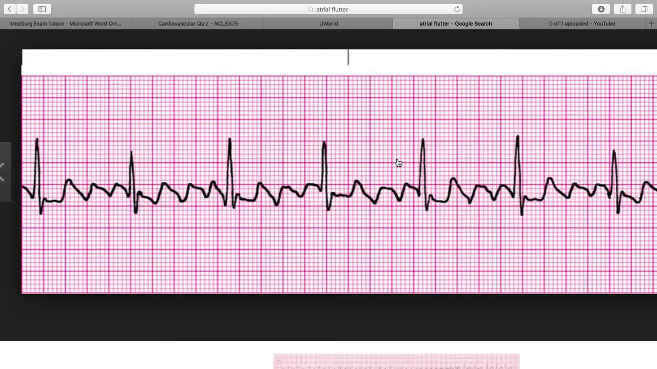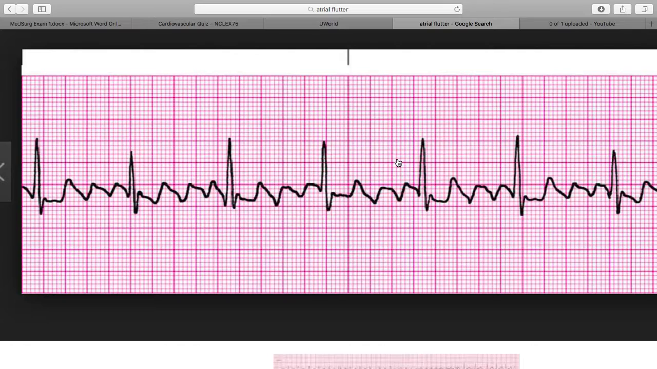And it's not regular. Wait, let me double check that before I go any further. Actually, it is regular. I spoke too soon. Yes, it is regular, but in some cases, it may not be regular. So maybe, yes or no.